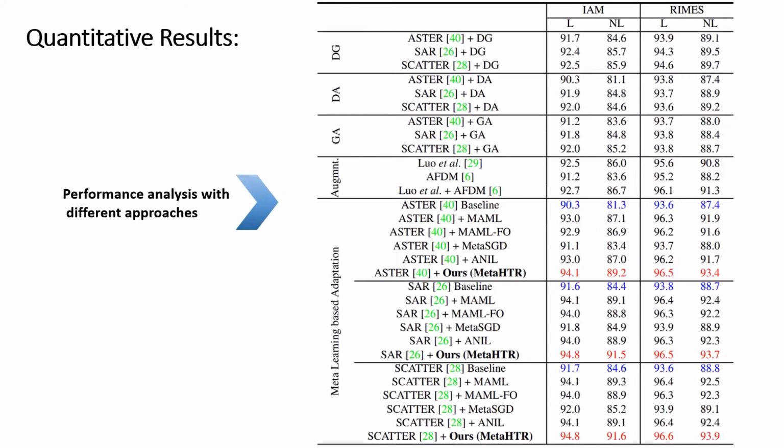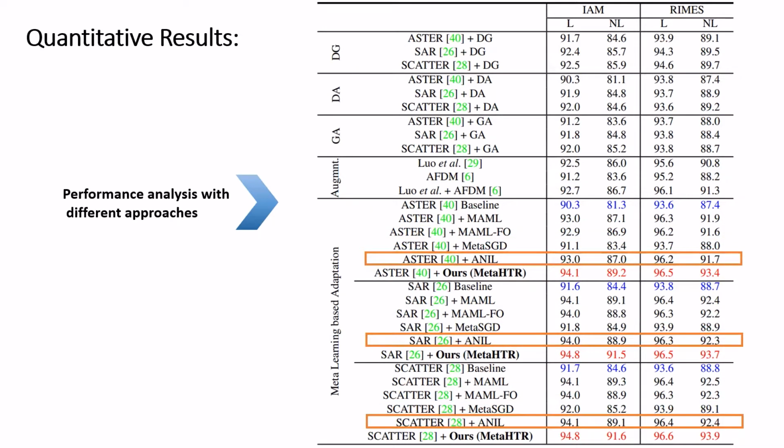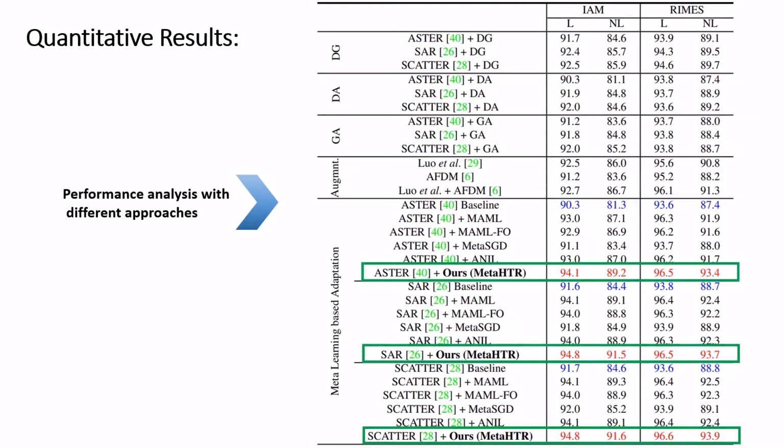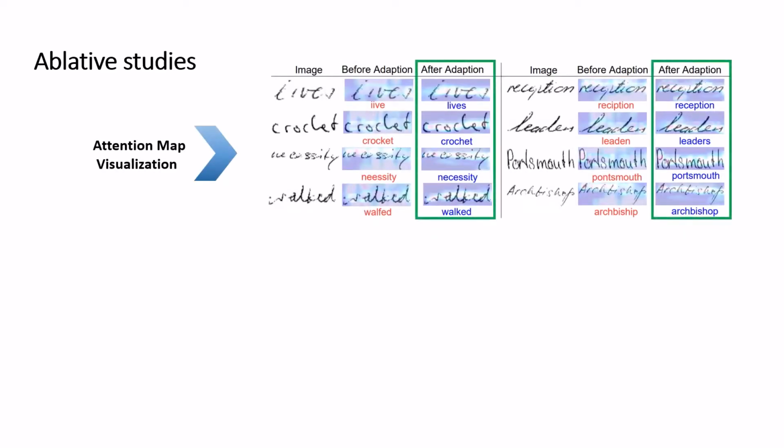Along with the baselines, we also compare our model with meta-learning based methods like typical MAML, first-order MAML, MetaSGD, and UNIL. Out of all the approaches from different perspectives, our MetaHTR performs the best for all 3 HTR models. Additionally, the more consistent character-aligned attention map after adaptation justifies our approach visually.